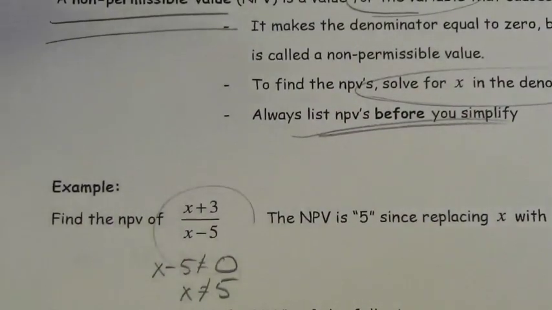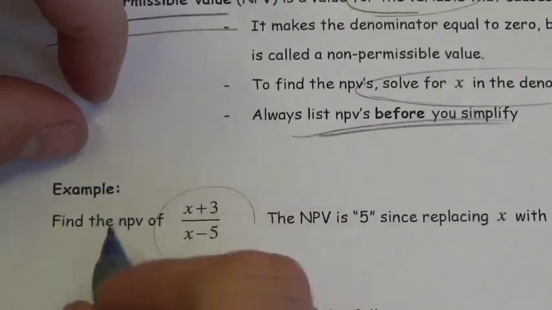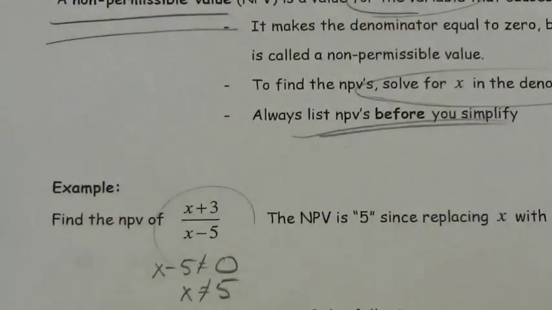Okay, you've always got to think this through as what value of the variable makes the denominator equal to 0, the whole denominator equal to 0. Okay. Anyway, let's practice some of that.